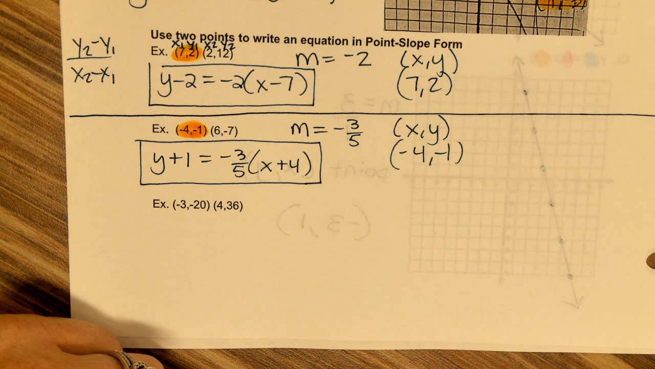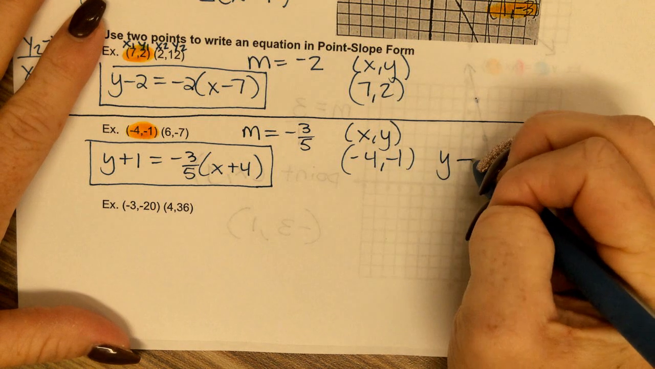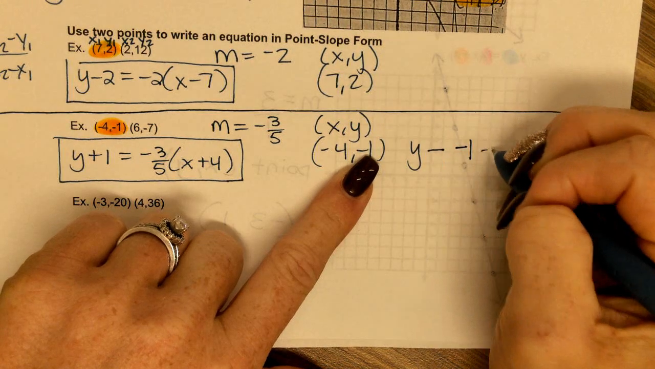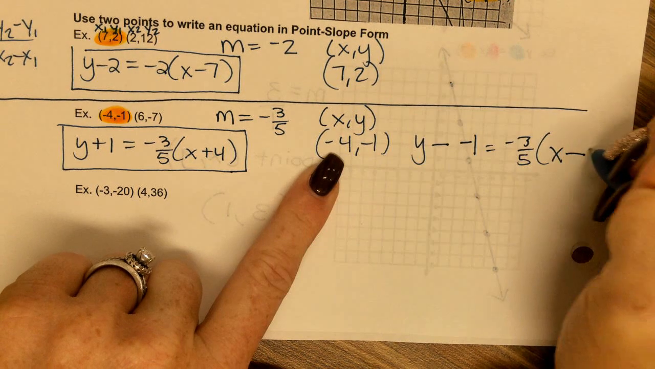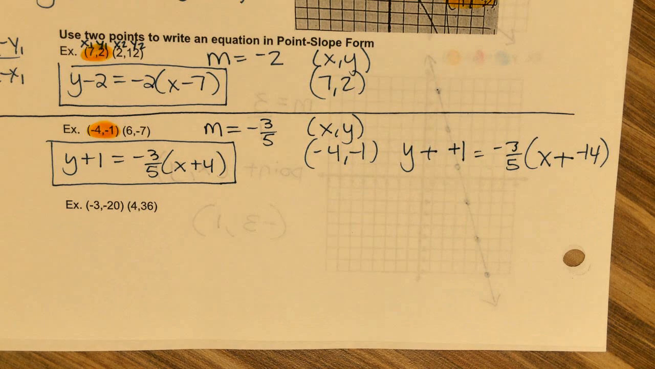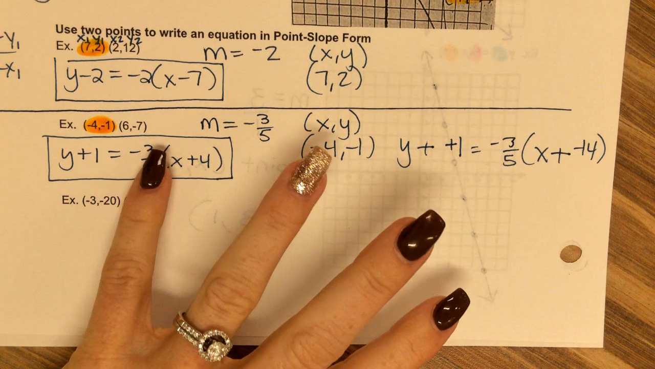It's -1. Look, -1, -1. You're going too fast. So look, if I was to write it out long, I would put y minus y1, which is -1, equals -3/5 x minus -4. And those become positives. So I would personally write it out until you're able to see it like that.